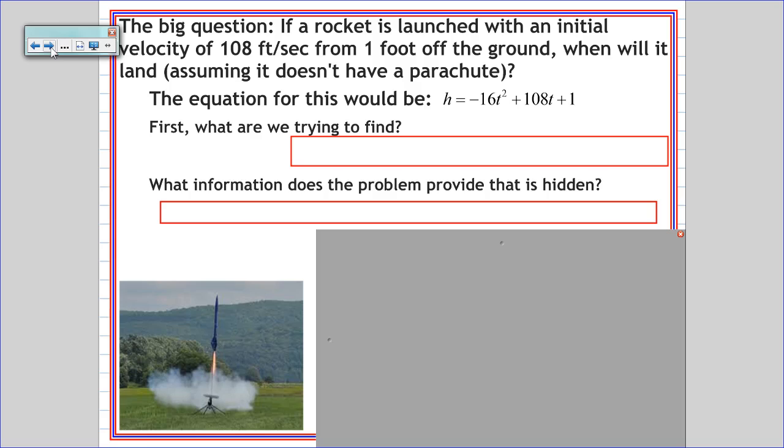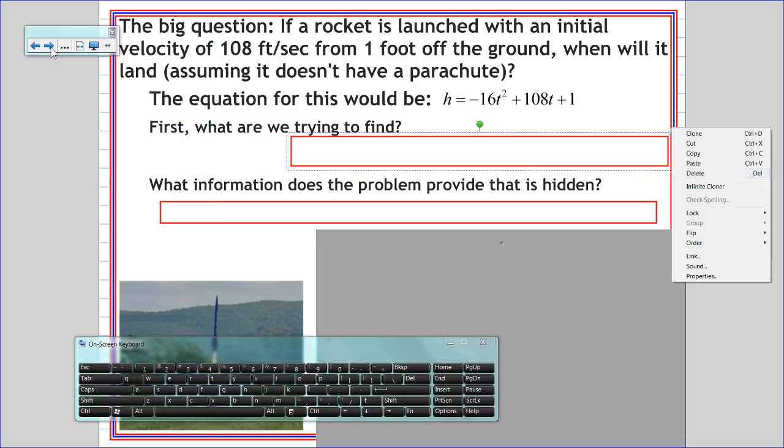Okay? So I filled out the equation for you. At some point you will be expected to fill out the equation yourself, but I just plugged in the 108 for the velocity and the 1 for the starting height. So first, what are we trying to find? It says, when will it land? So the rocket is going to go way, way up really fast, and then it's going to turn around and come right back down. So we want to know, when's that going to happen? When will it land? Later on we'll answer questions about how high did it go and things like that. But right now, just when did it land?